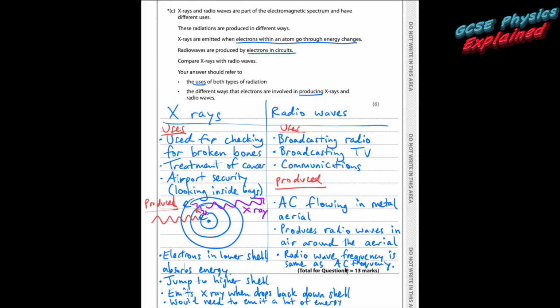So how many times per second the little electrons go up and down inside the aerial, say 50 times a second, that would create radio waves of 50 hertz. Remember, however many hertz it is, that tells you how many times per second it's alternating. Right, you'll easily get your 6 marks. Just make sure you say something from this part, this part, this part, and this part, and then double up in a couple of areas.